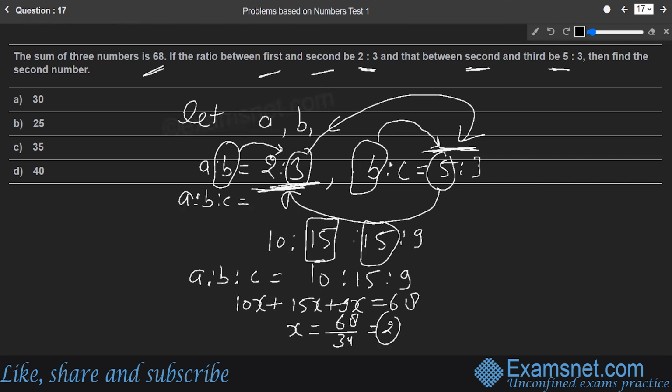We are supposed to find out the second number. What was the second number that we assumed? The second number that we assumed was 15x. So clearly we need to find the second number as 15x, equal to 15 into 2, that is nothing but 30. So that is the right answer, which is available in option number A.